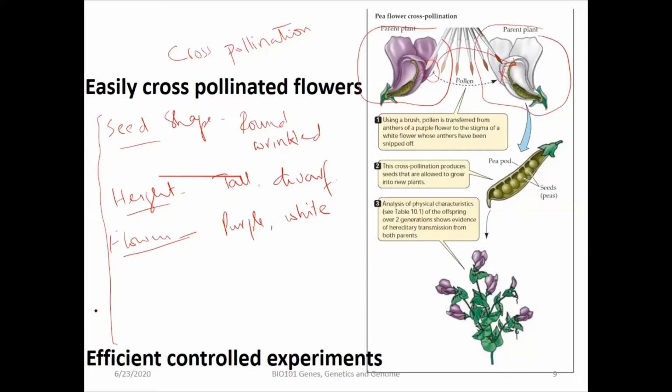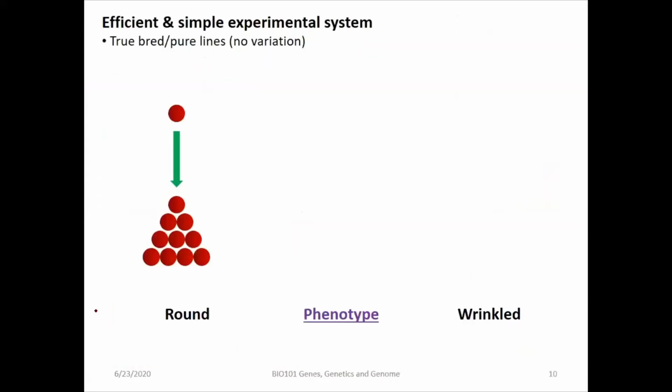within the same species. But before he moved on with his experiment, he said, okay, first I'll see if my pea plants are truly bred or they are pure. This is a very important concept. We call them pure lines or true breeding lines when there is no variation. Okay?